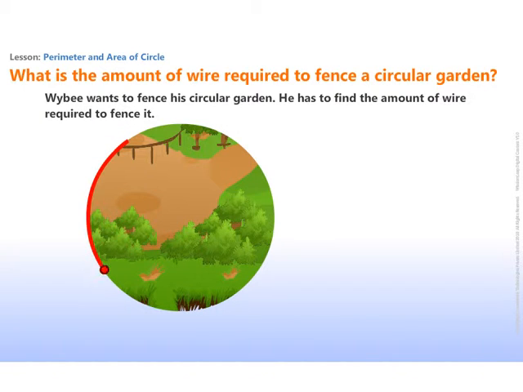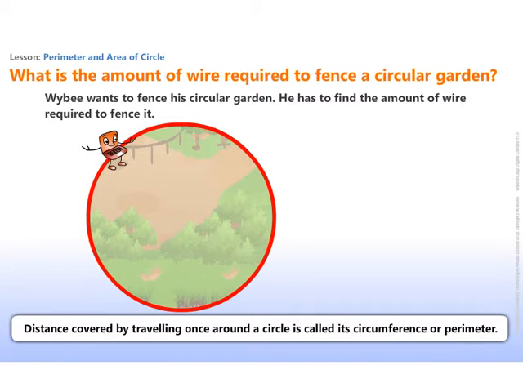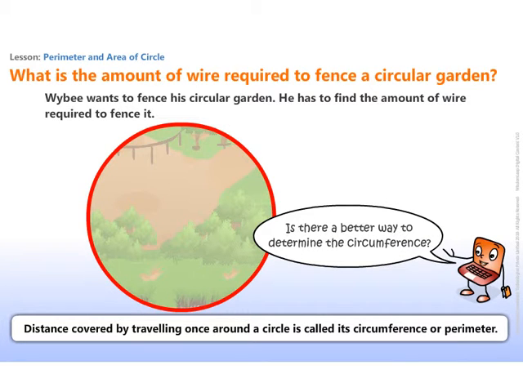YB goes round the circular garden with the help of a rope and a measuring tape. The distance covered by traveling once around a circle is called its circumference or perimeter. Is there a better way to determine the circumference?